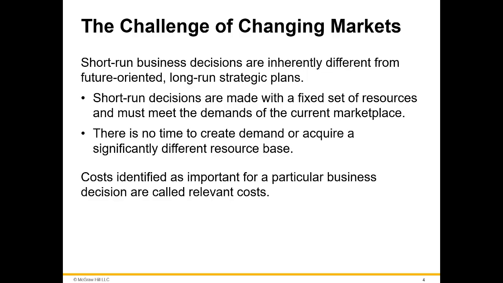Now, these short-run decisions are different than the future-oriented, long-run strategic plans, mostly because we don't have time to get information. We've got to make a decision quickly to meet the demands of the market base, and really not much time to get additional information. And so to do so, we want to carefully consider the costs and just consider those costs that are relevant.